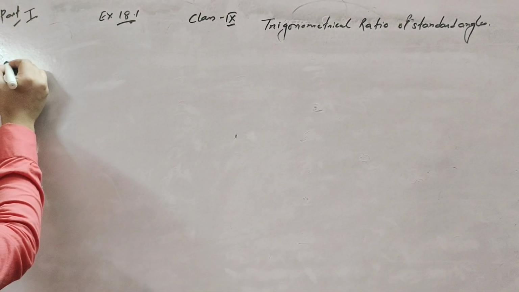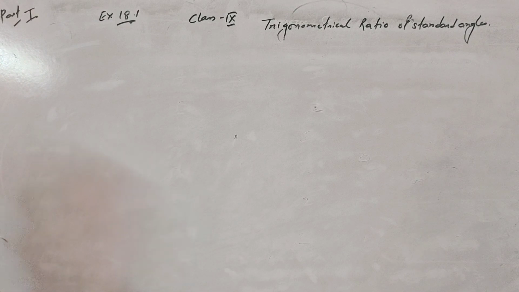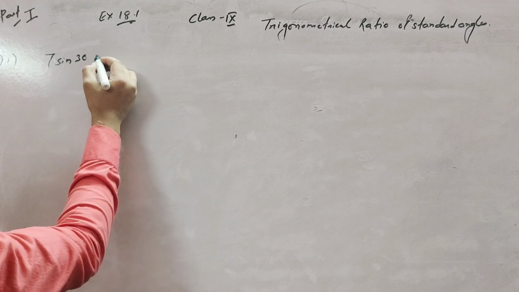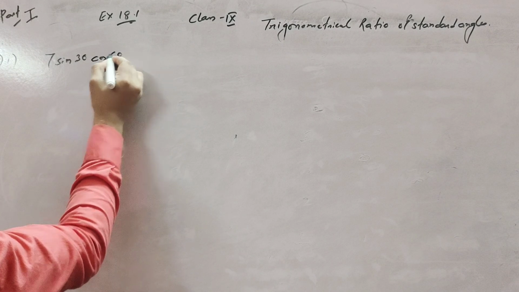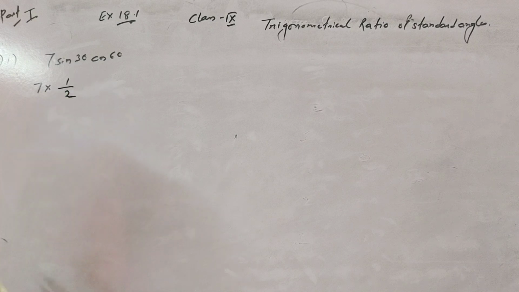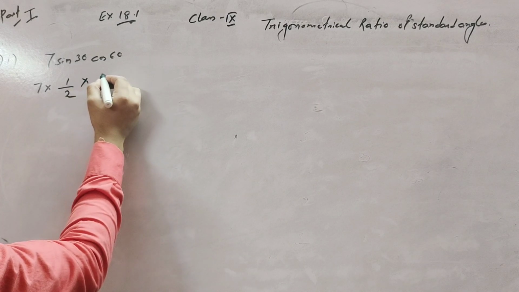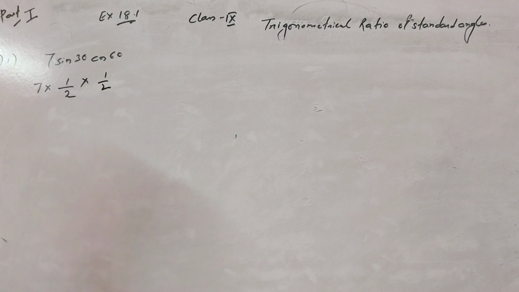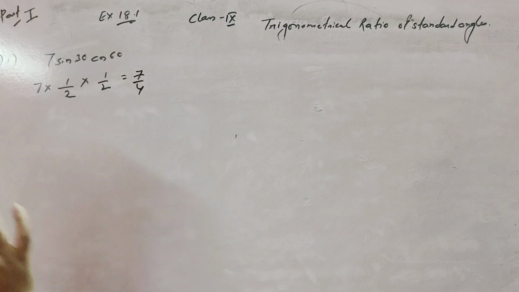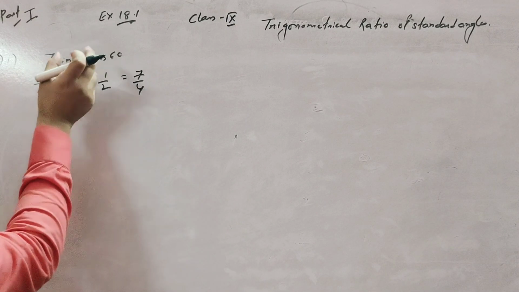So exercise 1 question 1(i), that is 7 sine 30 cos 60. Sine 30 degree value is 1 by 2 and cos 60 degree value is 1 by 2. You check it out, sine 30 value is 1 by 2 and cos 60 value is 1 by 2. So the answer is 7 by 4. Complete. You only put down the values.